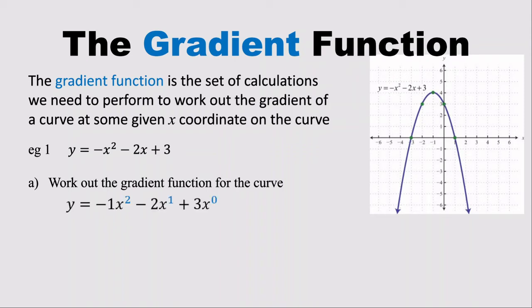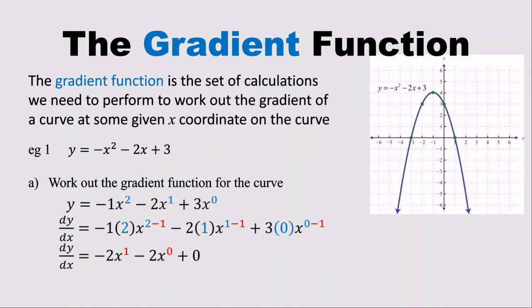Let's make those powers clear before we can do that. The first term's got a power of 2. The second term doesn't seem to have a power, so that's a power of 1. And the third term doesn't have an x value at all, so that's x to the power of 0. Differentiating, multiplying those powers out front and subtracting 1 from those powers, we end up with negative 2x to the power of 1 minus 2x to the power of 0 plus 0.